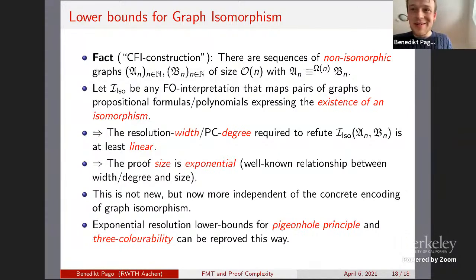So I tried to extend this. I don't know if you know the logic choiceless polynomial time, that's another extension of fixed point logic with counting, which is strictly stronger, and I tried whether this logic can also be captured by a proof system in this way, but that only worked in one direction.